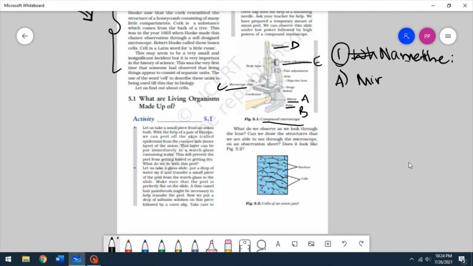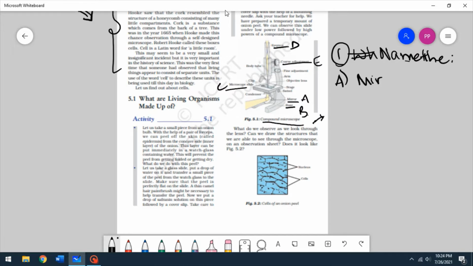Then we have a few questions. What do we observe as we look through the lens? Hopefully, if you have a chance to look through a microscope in your school or wherever else you have access to one, see for yourself, because it's an amazing sight. Then, can we see the structures that we are able to see through the microscope on an observation sheet? I mean, did I say see? No, I mean, can we draw?